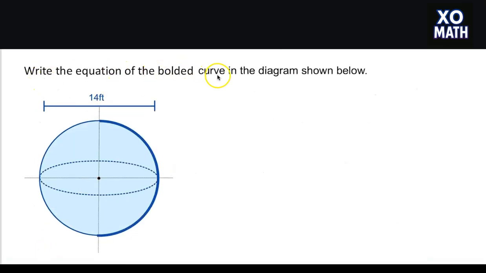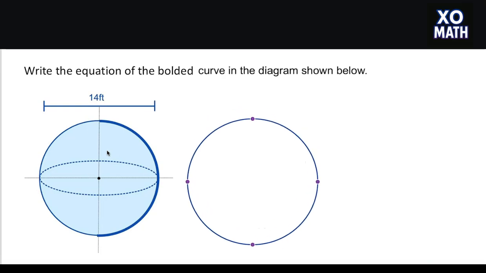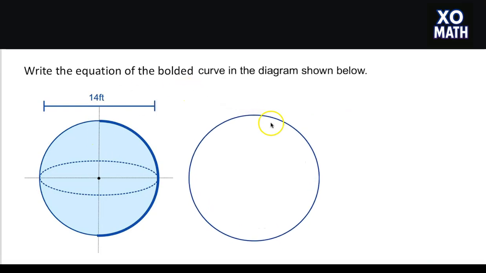Write the equation of the bolded curve in the diagram shown below. So here, three-dimensionally, we have a sphere. But I want to think about this, just like in the last one, as a two-dimensional object. If I look at a sphere from the side, what I really have is a circle, right? So what I'm being asked for is the equation of the right side of a circle. Let's put that circle on an xy axis centered at the origin.